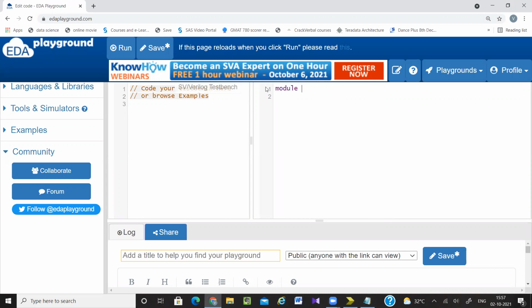So module name D flip-flop, and the port list. As it is a sequential circuit, there will be a clock signal and a reset signal. You can add a clear signal also, it's up to you. I will just write with clock and reset signal. Then input D in, output D out. So input clock, input reset, input D in, next output D out.